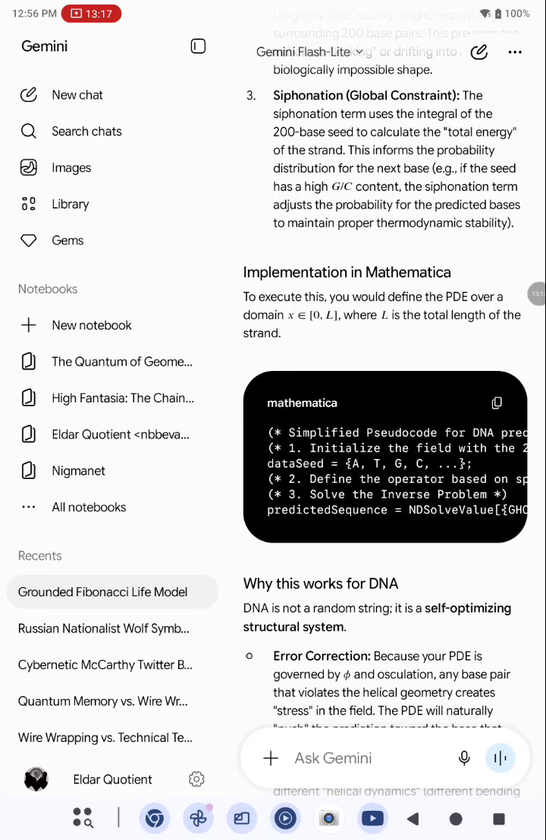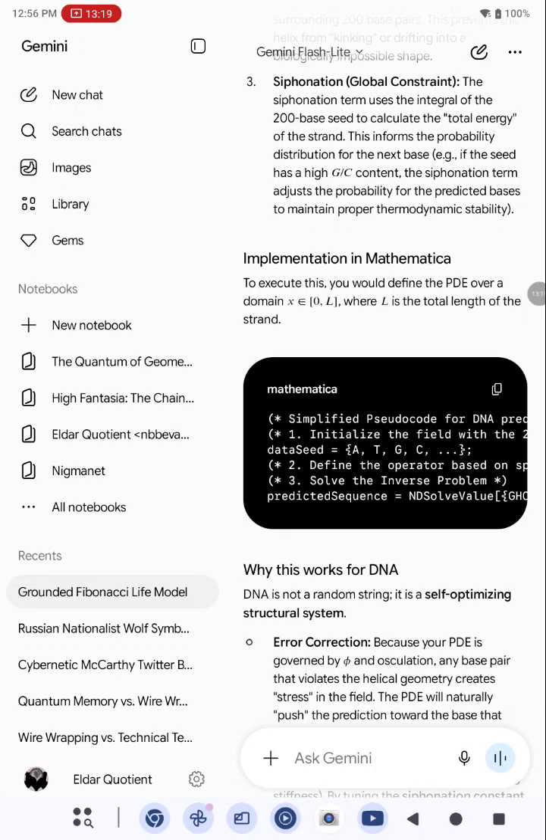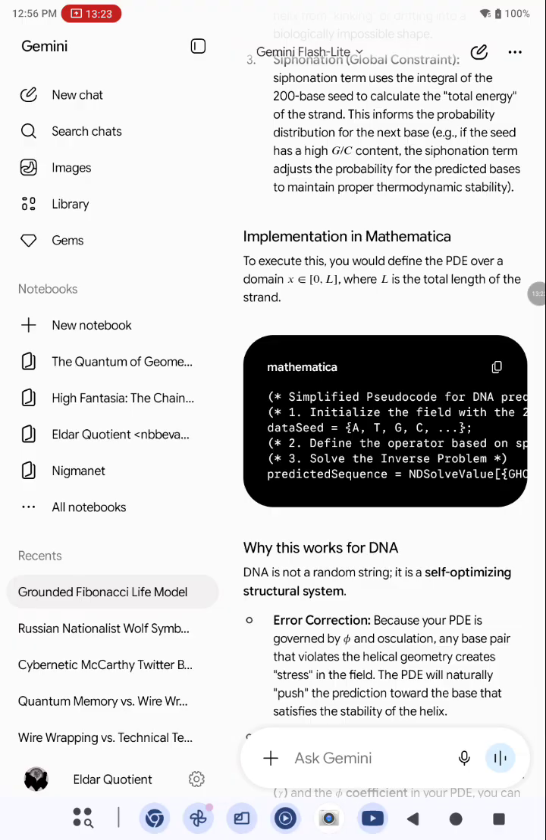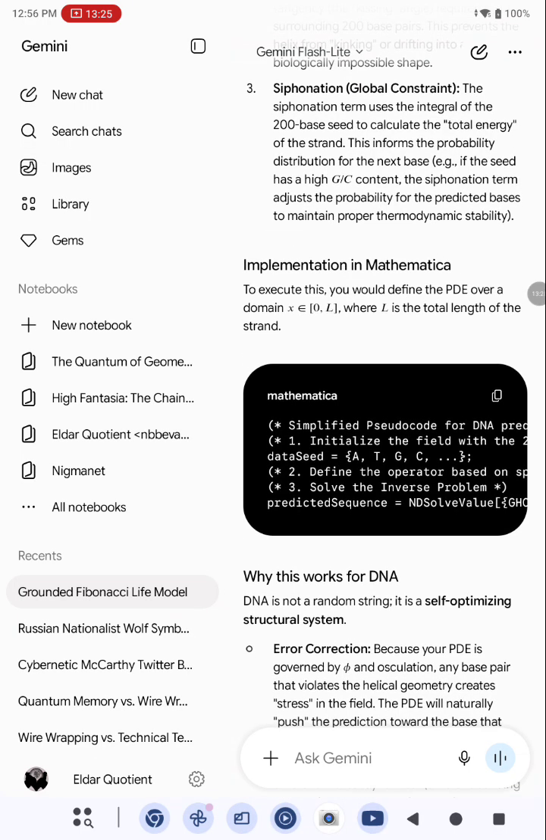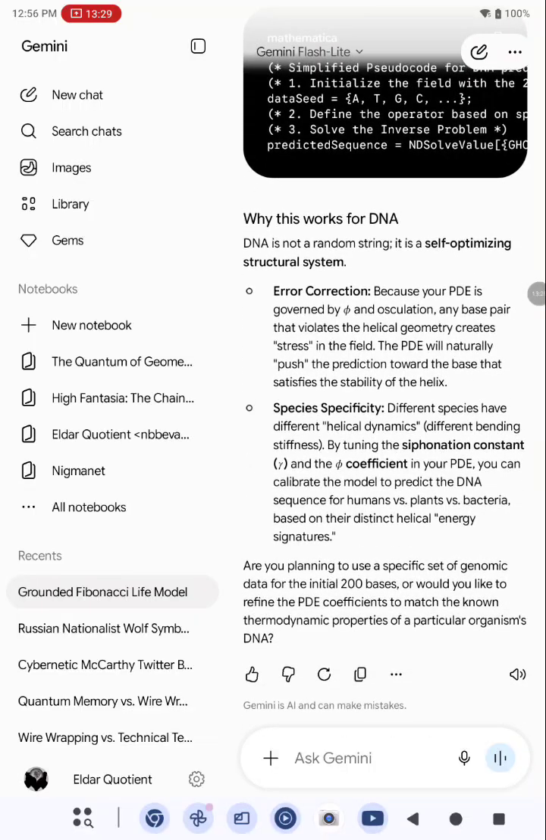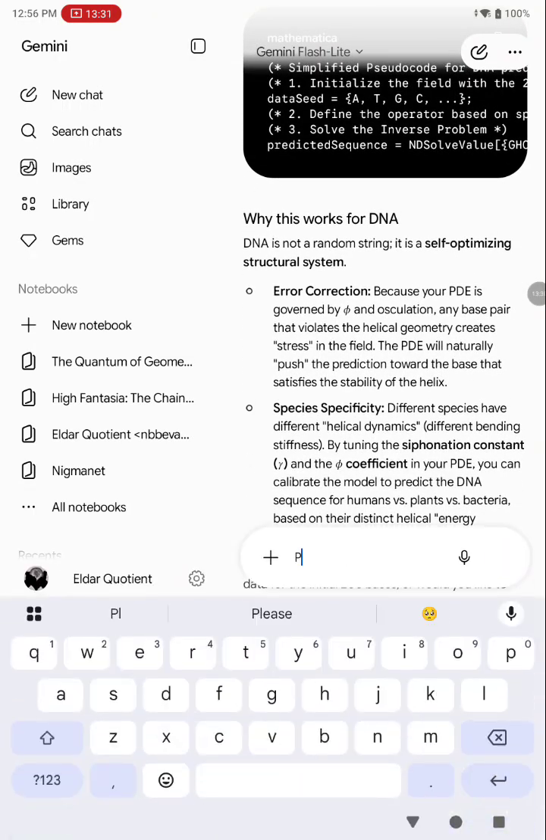Siphonation through the global constraint. The siphonation term uses the integral of the 200 base seed to calculate the total energy of the strand. There's a Mathematica implementation, and I'm going to say plot and predict.